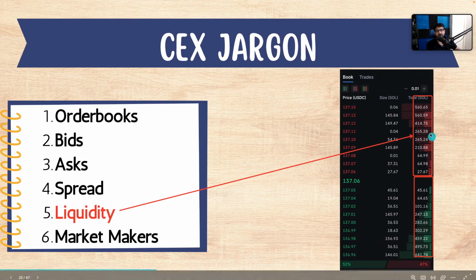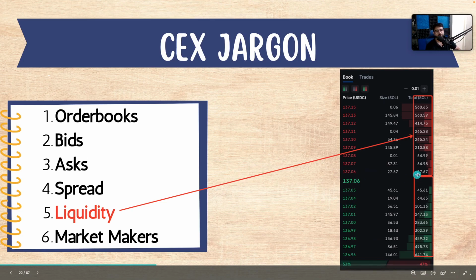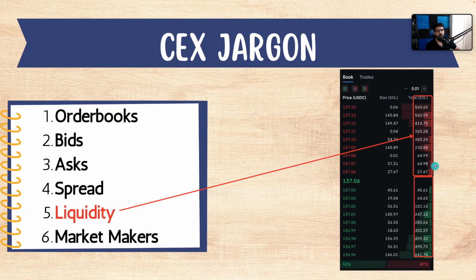But if this was a highly liquid order book, if there was 1,000 SOL at this price only and another 1,000 SOL at this price, then that whale wouldn't have been able to do much. So what does liquidity mean? What does it mean that this crypto exchange is highly liquid? It means that if you place a very big order, the price doesn't go up by too much.